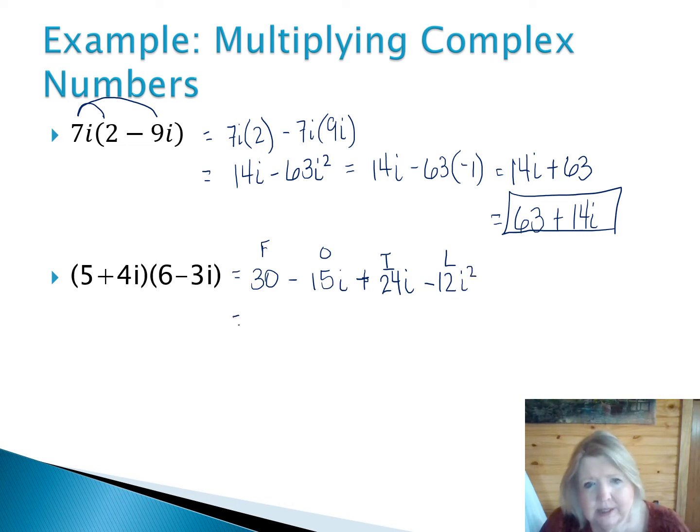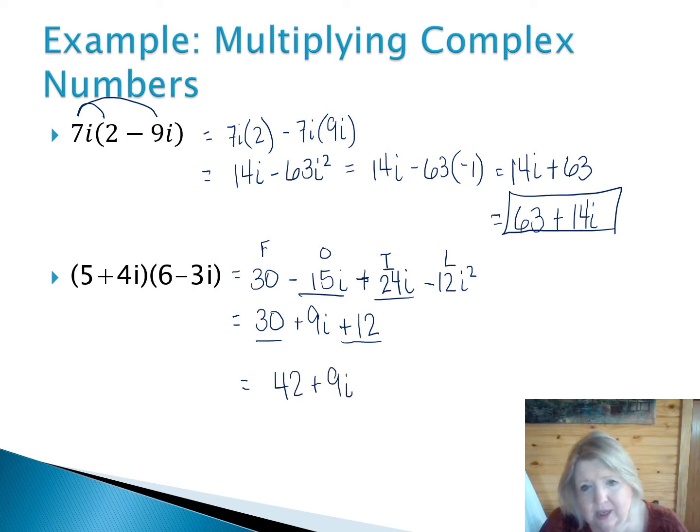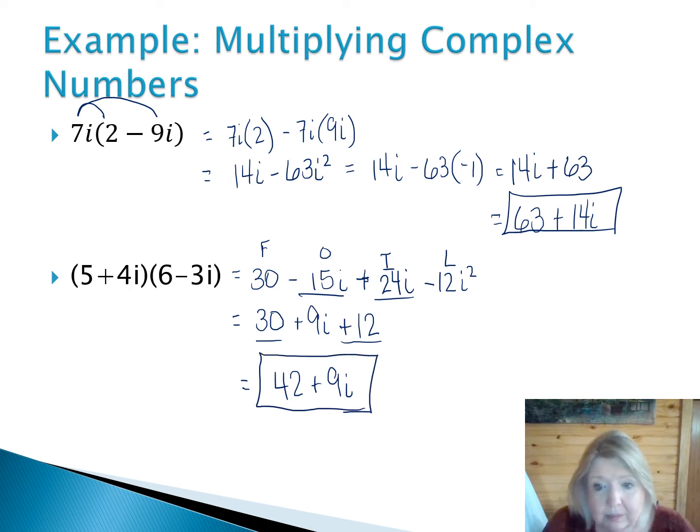But watch this, because this is kind of cool. That's going to be 30. I'm still going to collect my outer and inner terms. 24 minus 15, I believe, is 9. But look at this. i squared is negative 1. Negative 12 times negative 1 is a plus 12. And I still have like terms. So my answer is 42 plus 9i. Still a complex number in standard form with the real part plus the imaginary part.